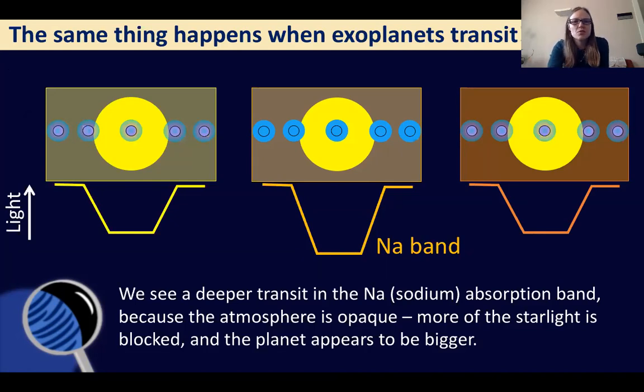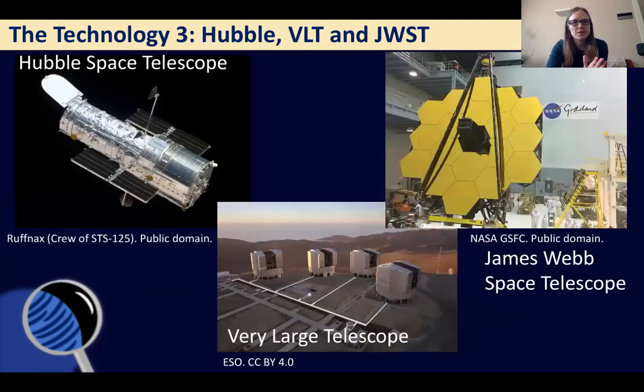Now, we can do this not just for visible wavelengths, but actually for lots of different wavelengths. And we can do this using telescopes such as the Hubble Space Telescope and the Very Large Telescope on the ground. What's really exciting is that hopefully next year, coronavirus permitting, the James Webb Space Telescope is going to launch. This is a telescope that has a 25 square metre primary mirror. You can see that mirror in all of its glory in the picture.